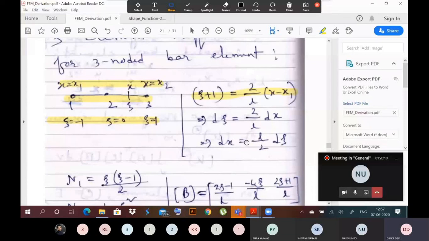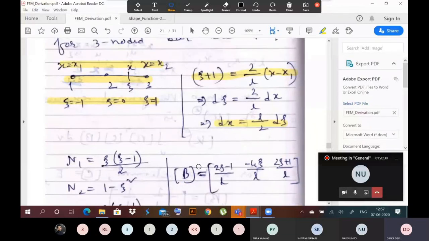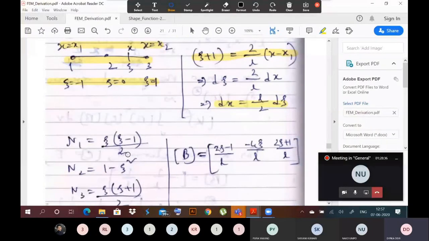Then what are the shape functions for a 3-noded bar element? For a 3-noded bar element, N1 is equal to xi into (xi minus 1) by 2, N2 is equal to 1 minus xi square, N3 is equal to xi into (xi plus 1) by 2. And we have derived the B matrix also for a 3-noded bar element. Then what is my K?